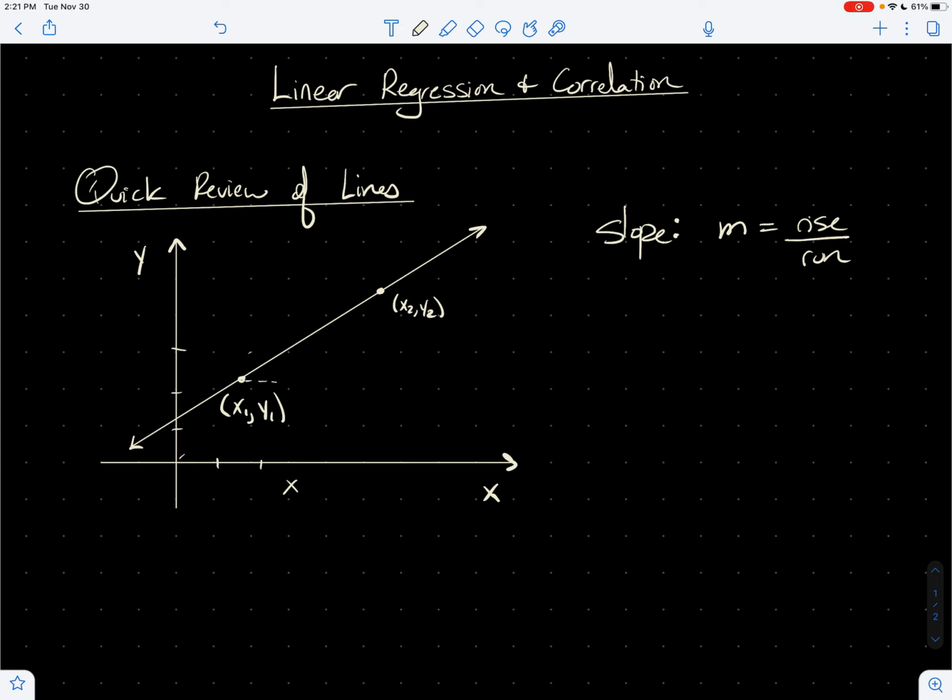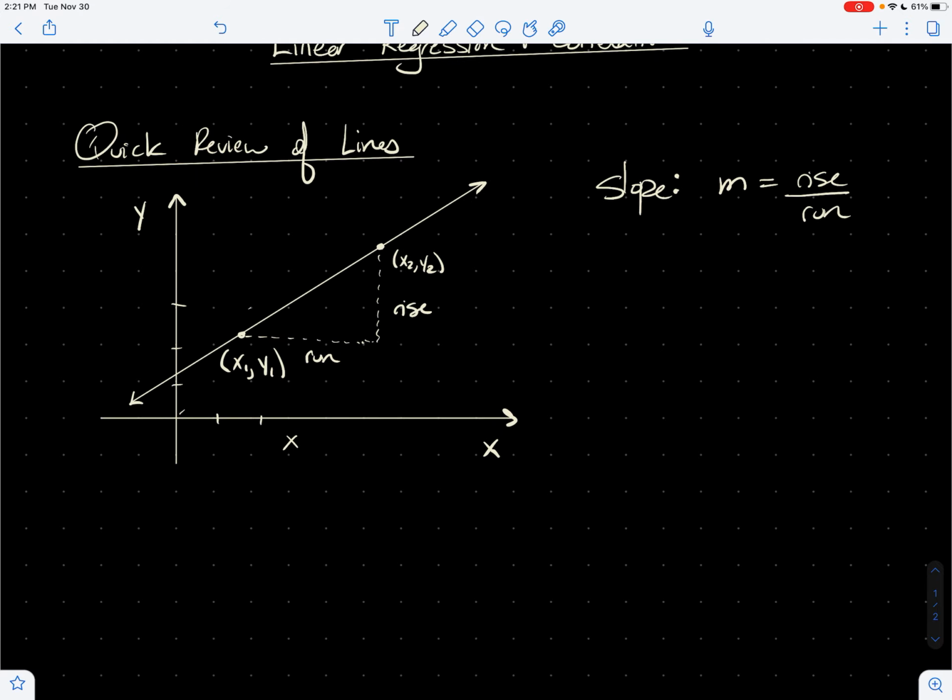And so go back to our line here between these 2 points. You can look at the run, which would be this distance, and then this distance would be the rise. And so slope is just the rise over run. In this situation, we can actually write down the equation of the line if we know one more thing. We just need the y-intercept.